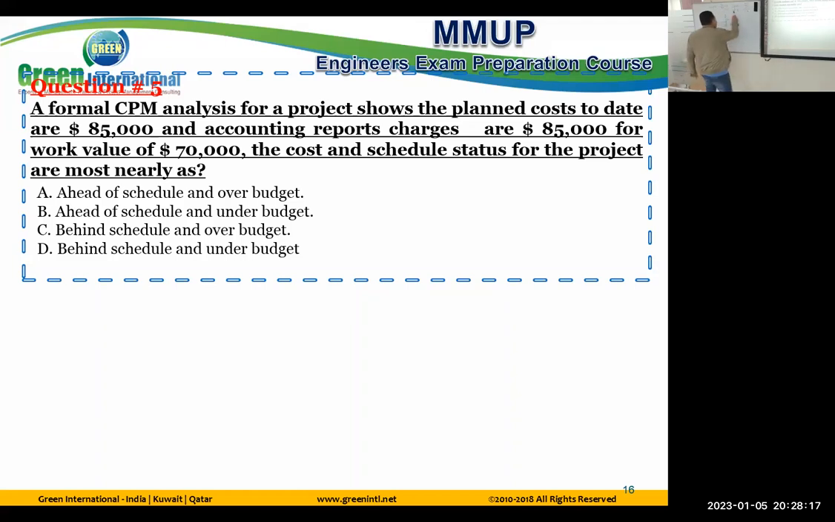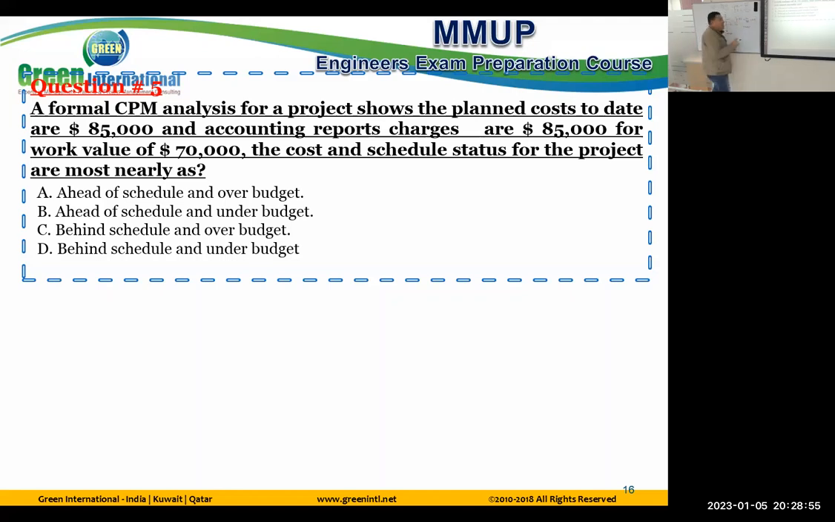The Cost Performance Index or indicator equals earned value divided by actual cost. Where is the actual cost here? The actual cost comes from accounting reports. I am going to pay for this work achieved, which is already 70,000, I am going to pay 85,000. Your CPI is the same, 70 over 85, almost around 0.8. It still means a lot. Number 1, over budget.